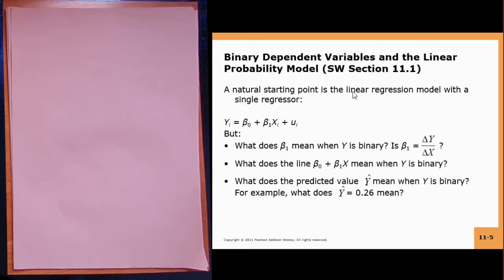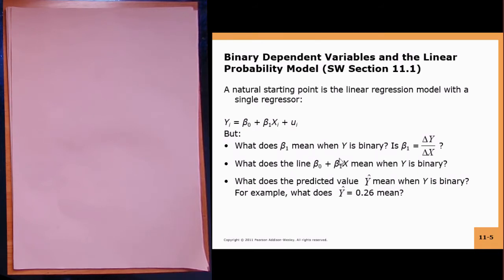So the first way of trying to model binary dependent variables is using the linear probability model. Suppose you were just to take your familiar y_i equals beta 0 plus beta 1 x_i plus u_i. You take this linear regression model.